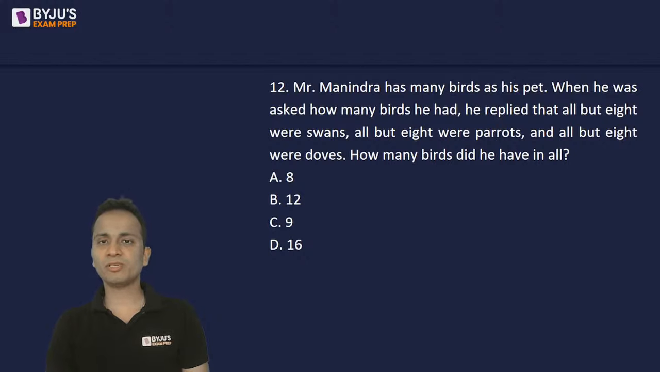Now, Mr. Manindra has many birds as his pet. When he was asked how many birds he had, he replied that all but 8 are swans, all but 8 are parrots, and all but 8 are doves. How many birds did he have in all?